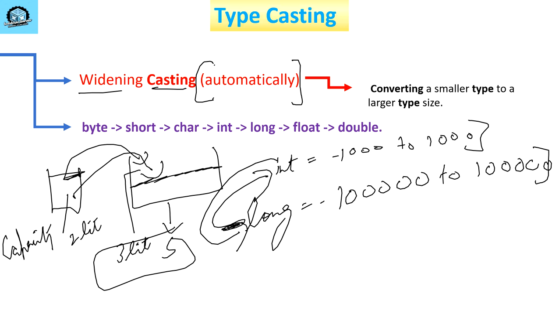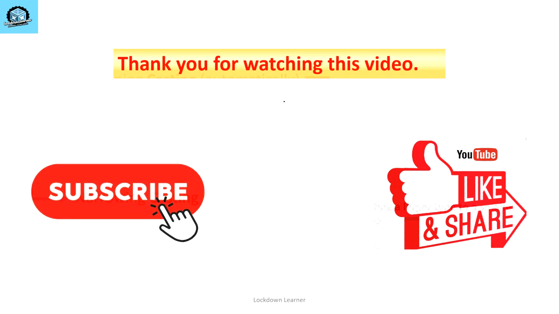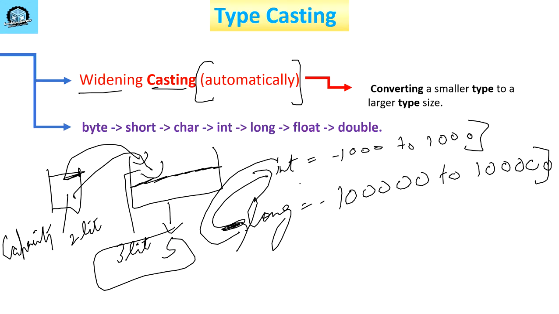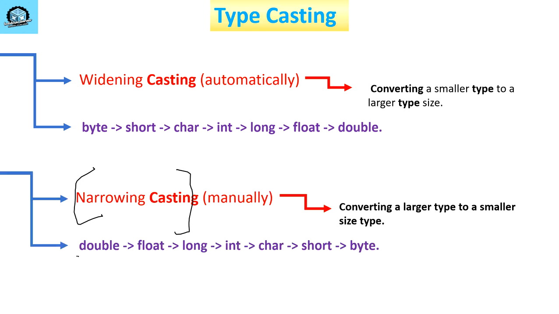Now let us see the manual one, which is narrowing casting. A float cannot be stored into an int automatically. If I'm converting this float, I have to write int i equals (int). Suppose I have a variable L of long type, I have to convert it manually. I have to write that convert this into int. That one is forceful, while the other is automatic. Converting a larger type to a smaller type: double to float, long, int, char, short, and byte.